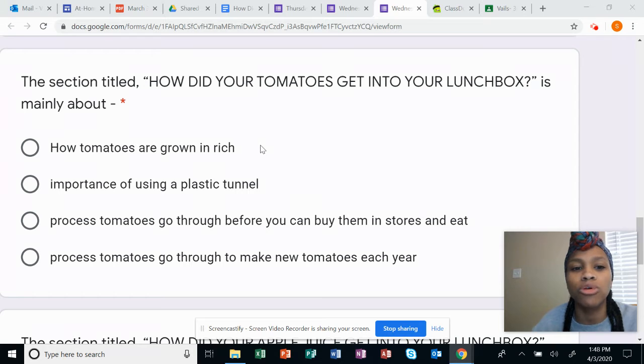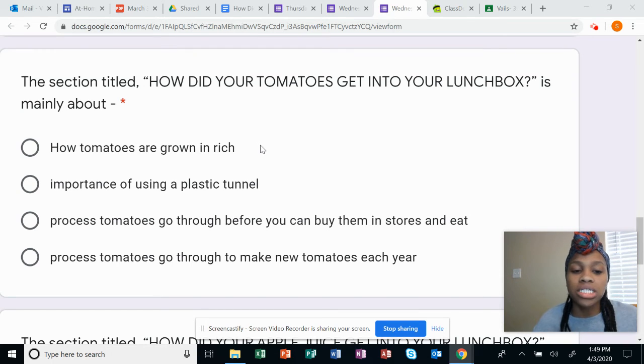B says, importance of using a plastic tunnel. Number one, we saw plastic tunnel one time in the text, and this is about tomatoes, not a plastic tunnel. So that one goes out. C says, process tomatoes go through before you can buy them in stores and eat. Yes, possible answer, because it does tell us about the process the tomatoes go through before we can get them at the store, before we can eat them. I don't see anything wrong with that one yet. So I'm going to just keep a question mark because I still have to read D.